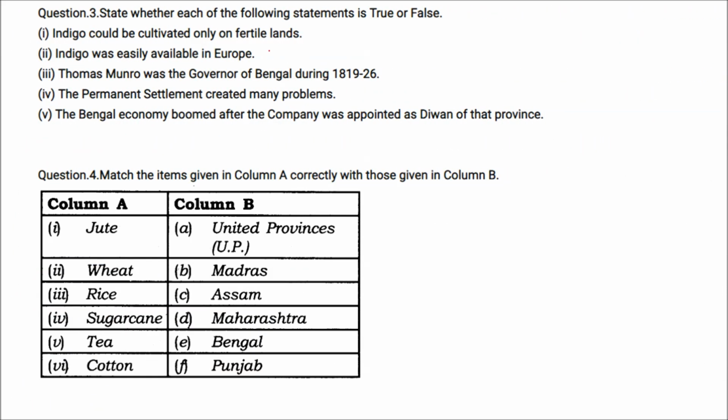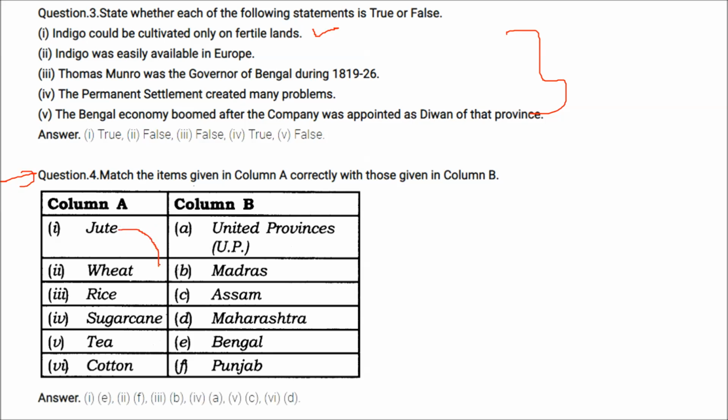State whether each of the following statements is true or false. Indigo could be cultivated only on fertile lands. The answer is true. This we've already seen actually. So, we'll go with question number 4 now. Match the following. Jute with Bengal, wheat with Punjab, rice with Madras or Chennai, sugar cane with United Provinces, actually it was Uttar Pradesh, tea with Assam, and cotton with Maharashtra.